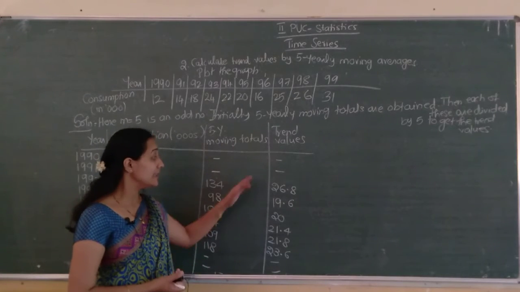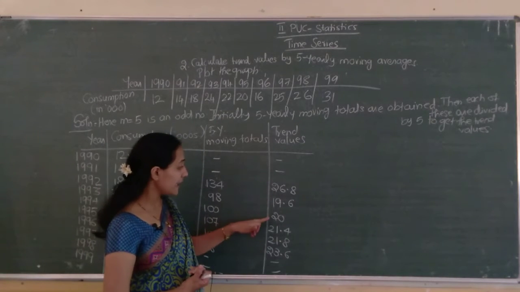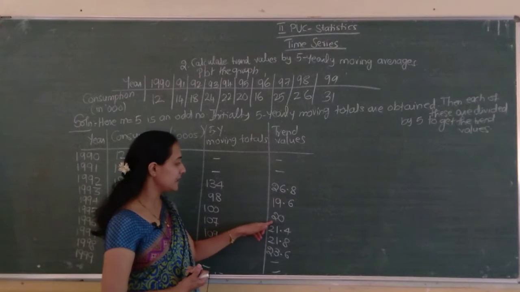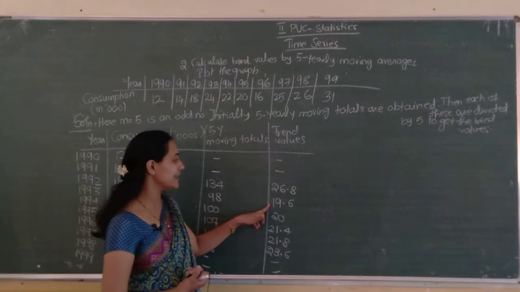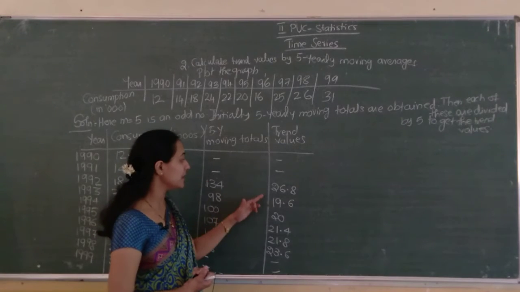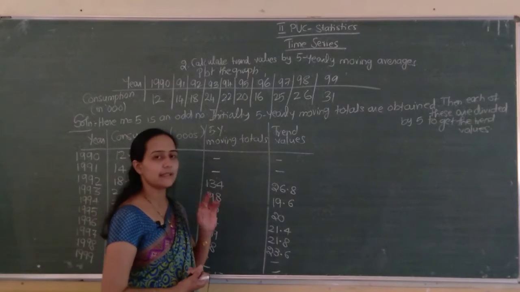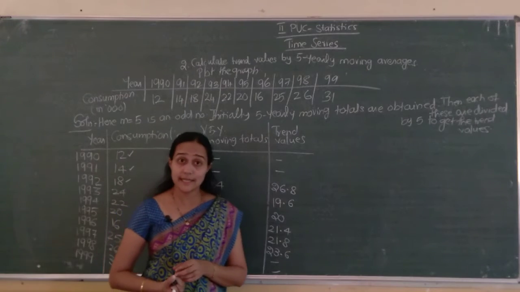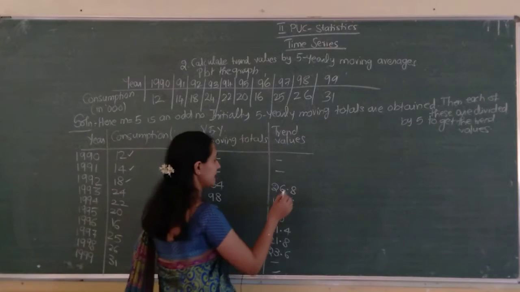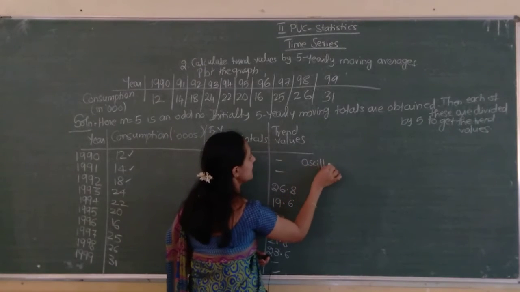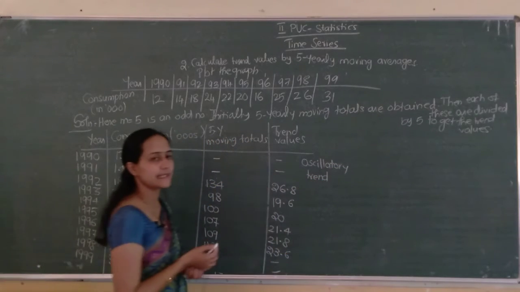Correct na? See the nature of trend values. 26.8. Next it decreased, again increased. 19 increased, next increased, again increased, isn't it? But here it decreased, so we can't tell that it is only decreasing; looking from here it increased, next increased like that, isn't it? So we can't tell whether it is downward or upward. Here also the given data shows oscillatory trend. You have to write the conclusion: the given data shows oscillatory trend.